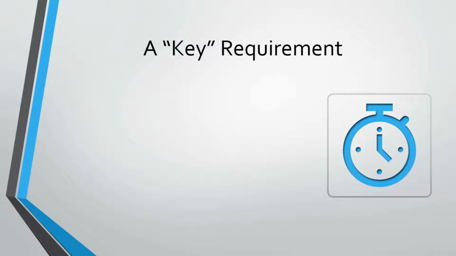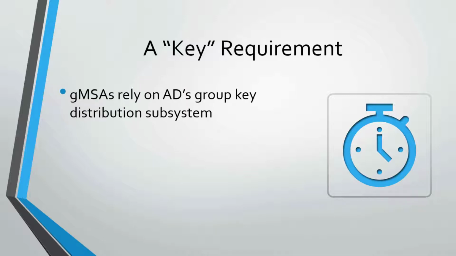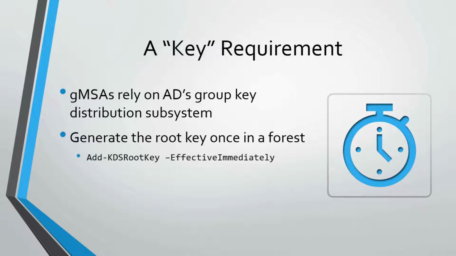Now, there is one more key requirement, excuse the pun, you'll get what I mean in a minute, that is required for utilizing group managed service accounts. GMSAs rely on Active Directory's key distribution subsystem, so we have to generate a root key for a forest. We only do this once per forest, so it's not something you have to remember how to implement into your workflow or anything like that. You just have to make sure it's done the very first time before you create your very first GMSA.